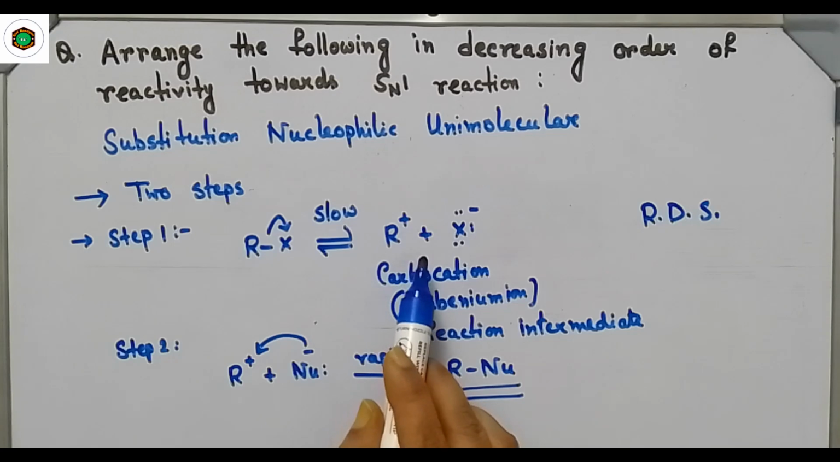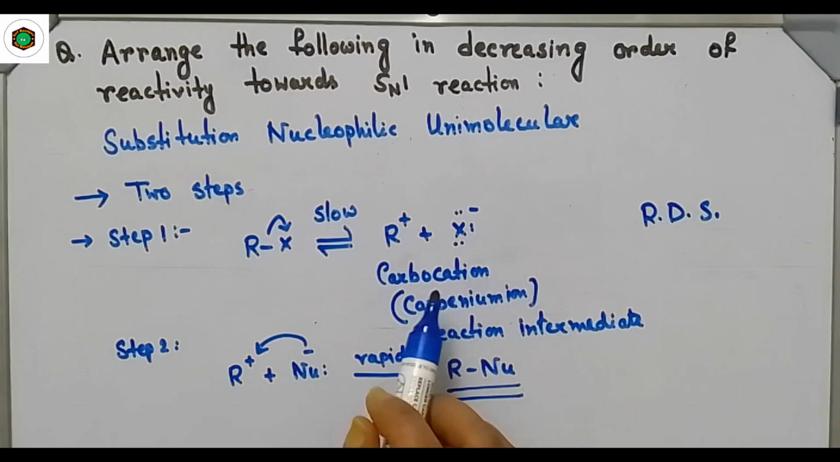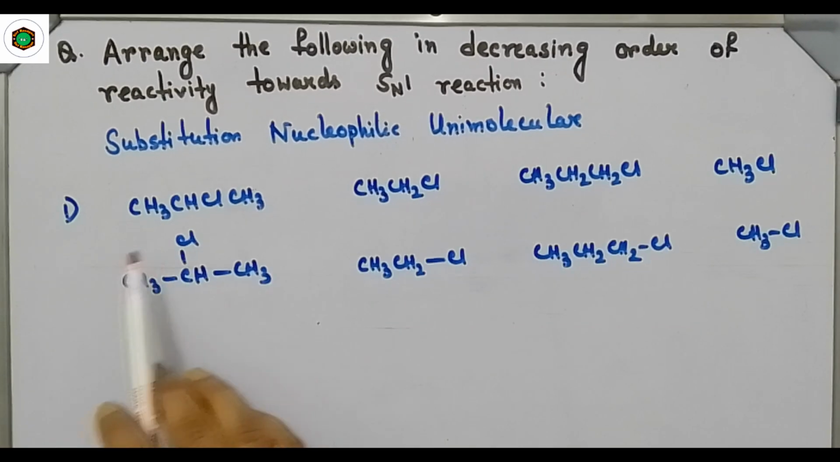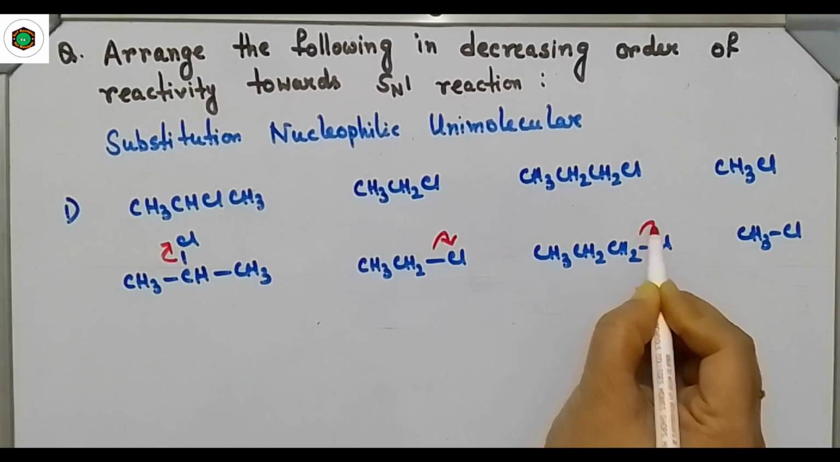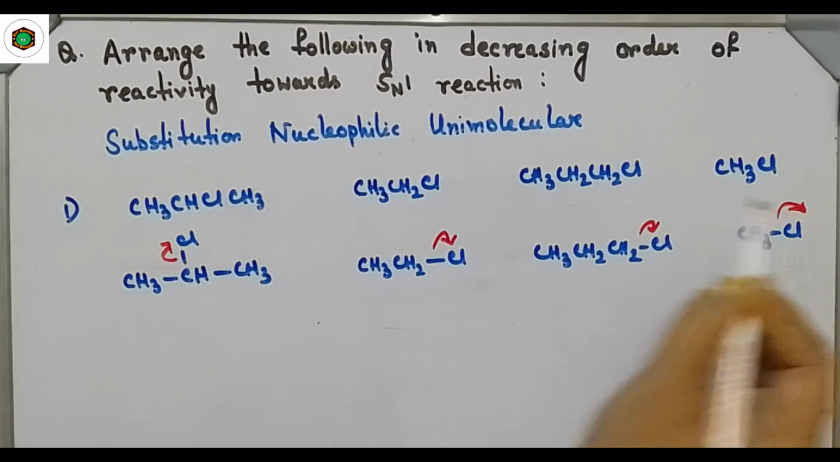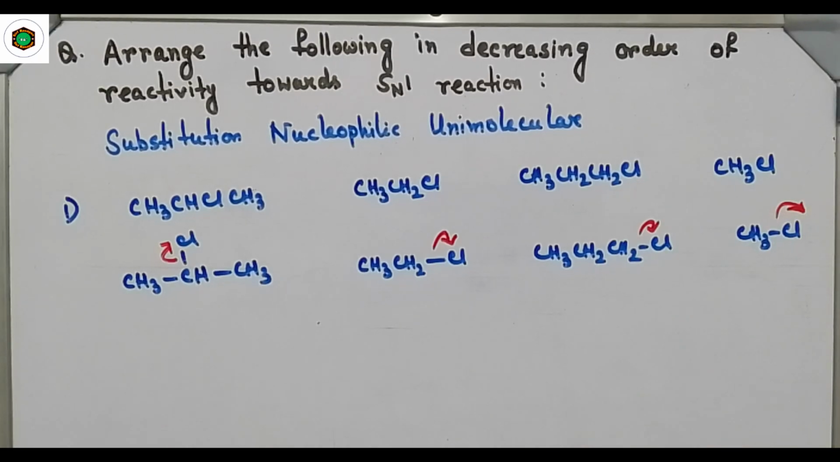Since carbocation is formed at the rate determining step, if the carbocation is more stable, then the reaction takes place easily. Now one by one we will solve the problems. Now for the first question, 4 compounds are given. So everywhere the C-Cl bond will break at the first step. Carbocations are these.